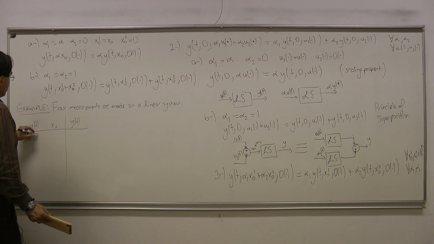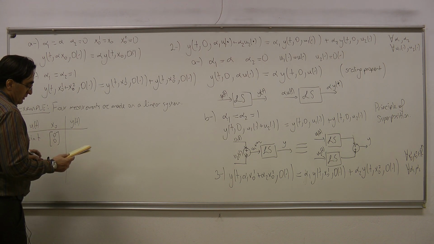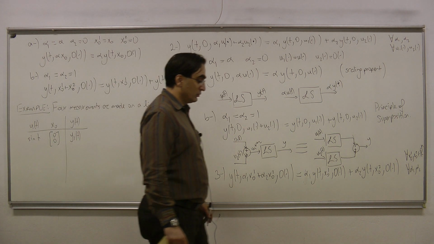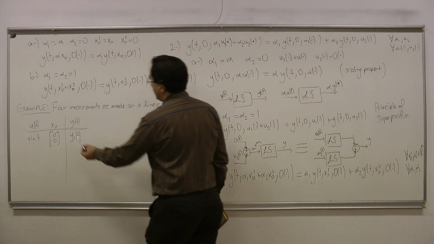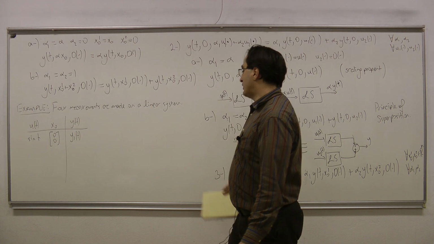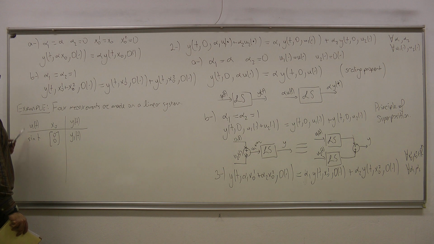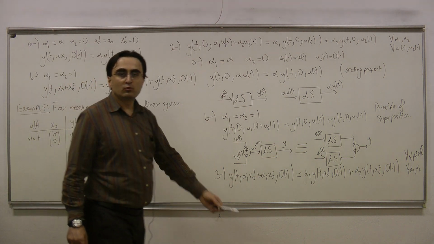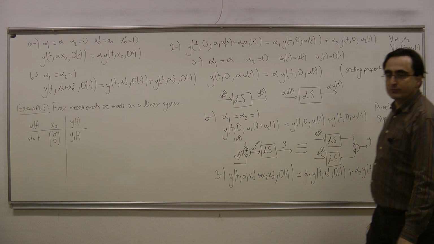If the input is sine t and the initial condition is 0, 0, then I collect this at the end of the experiment, and I write y1 of t here. So I give the system the input sine of t, and I give the system 0 initial condition, and I collect a waveform, y1 of t, at the end of the experiment. That is my measurement, y1 of t.